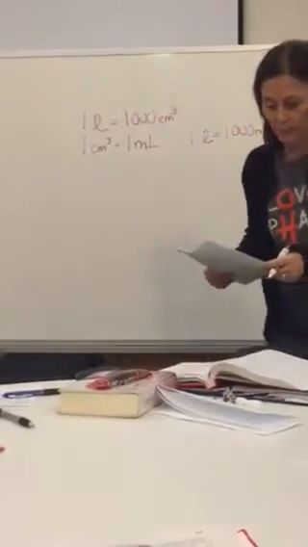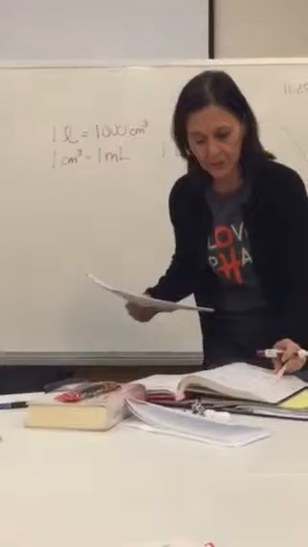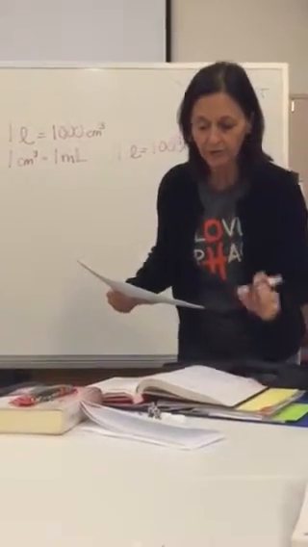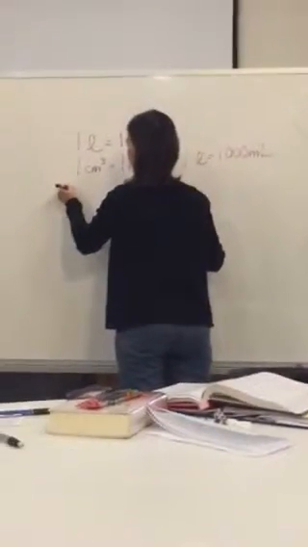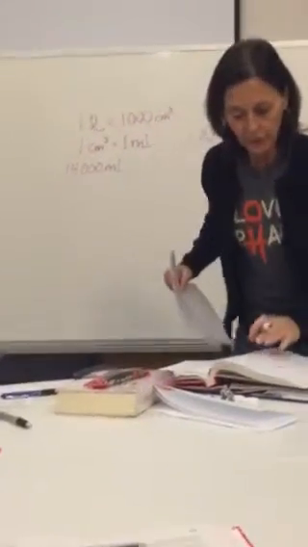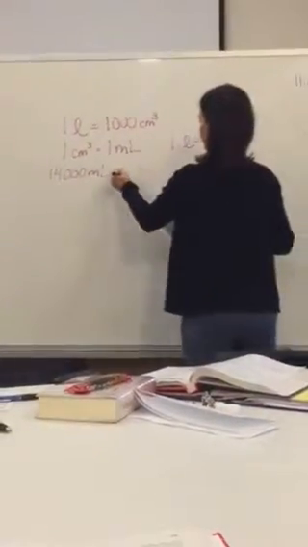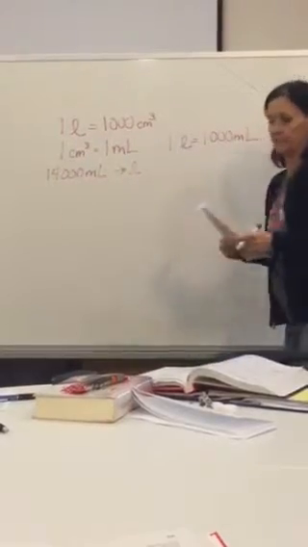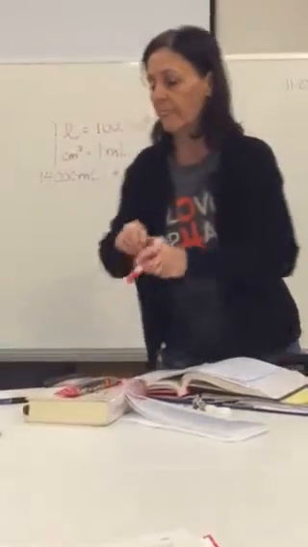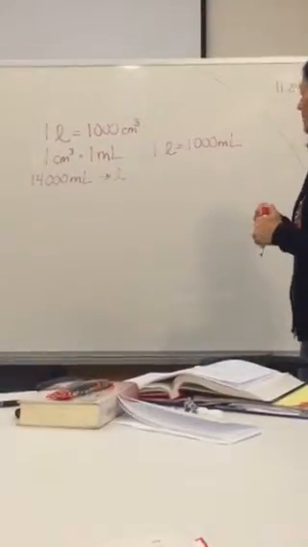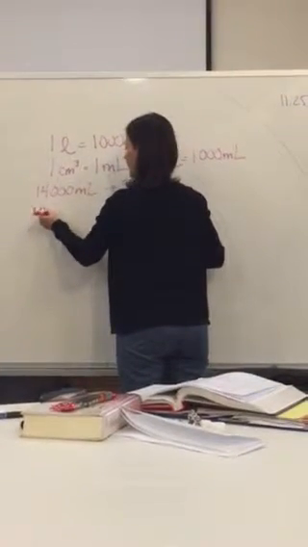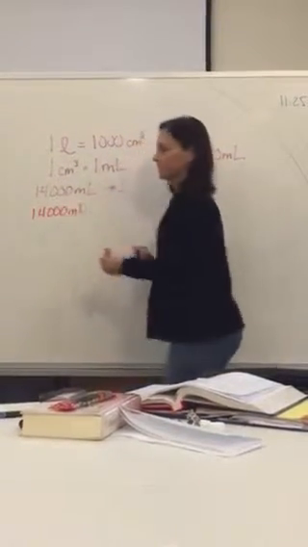So look at 79.1 on page 328. It says use unit multipliers to convert 14,000 milliliters. We're going to go from 14,000 milliliters to liters. We want to go to liters. All right? So, what do I use to convert 14,000 milliliters to liters?